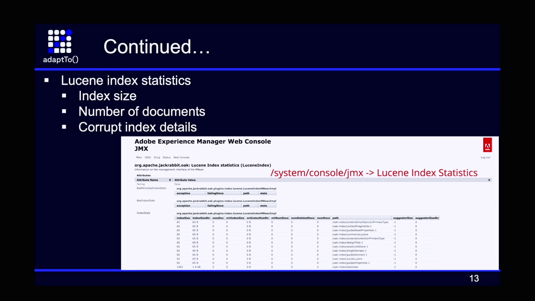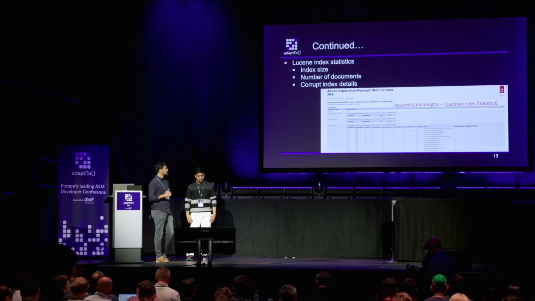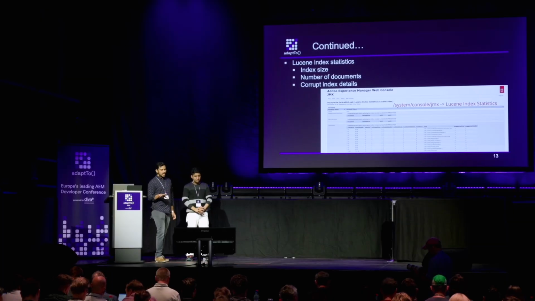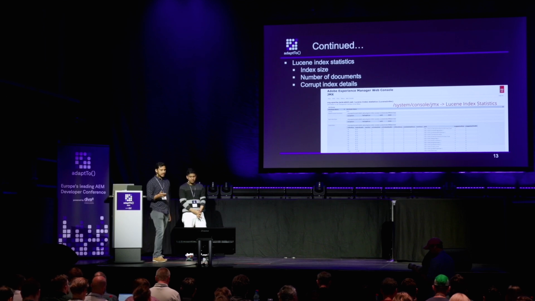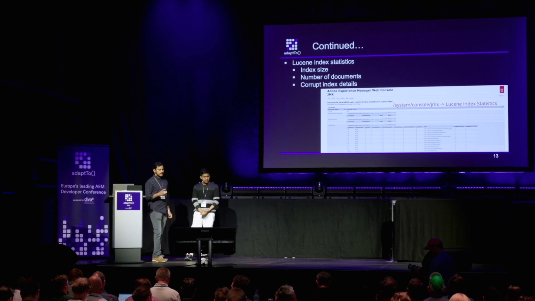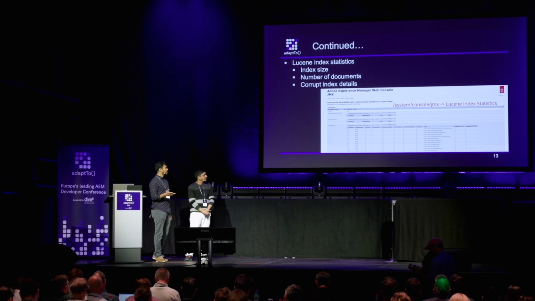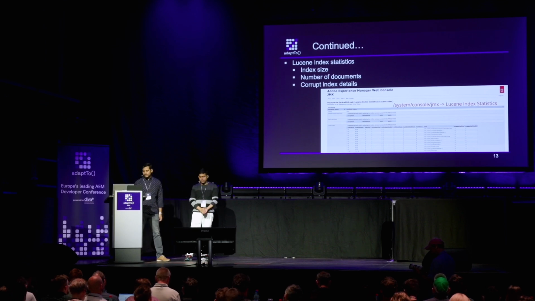Another statistic which is available on JMX is Lucene index statistics. It tells you about the index size of the Lucene indexes, the number of documents indexed in that particular index, and also tells you about any corrupt indexes if available. What was the last failure that happened is also available on the JMX. This UI is present on 6.5, but in AEM as a cloud service, this is not accessible directly. But information like corrupt index details and error failures, you can fetch from the logs in AEM as a cloud service.